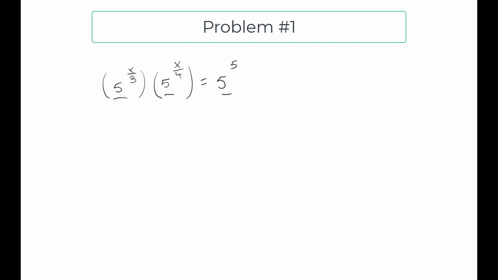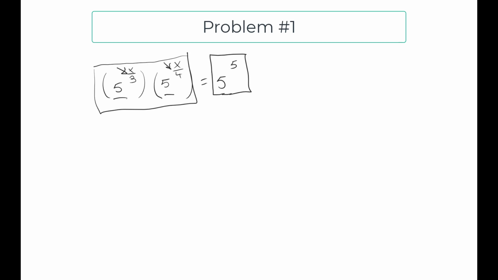It's important to note that the goal of this problem is to find the value of x in which the entire left side will be equal to 5 to the 5th power. We want the left side to be equal to the right side. We're going to use our properties of exponents here.